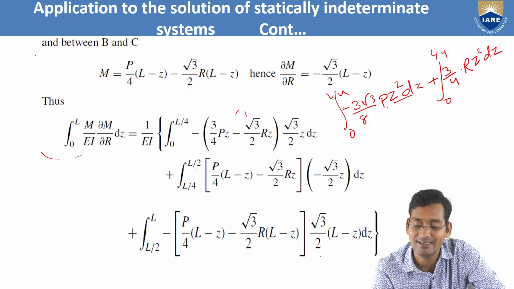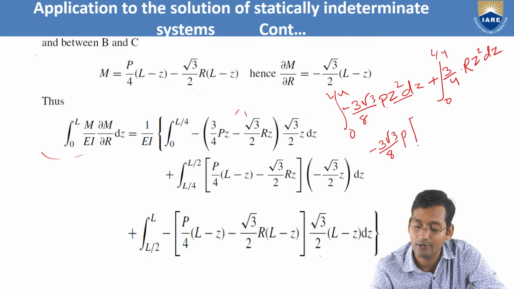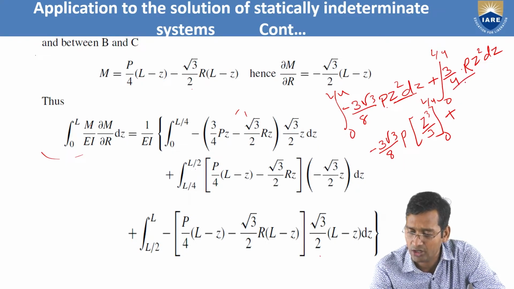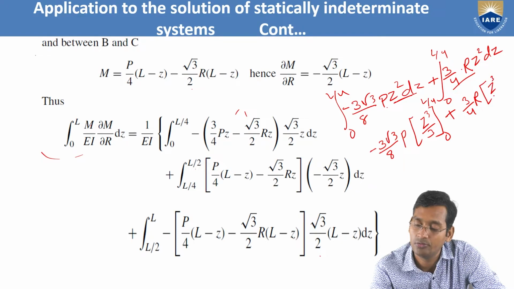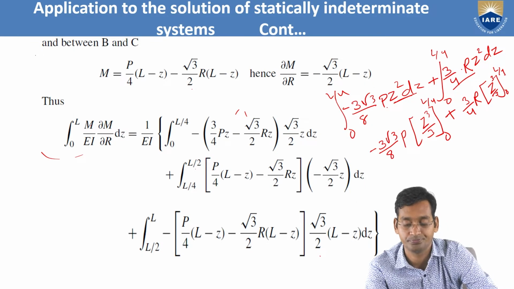Integration of z square dz is z cube by 3. So minus 3 root 3 by 8, p common. Integration of z square dz is z cube by 3, limit 0 to L by 4. Then plus again 3 by 4 r common. Now integration of z square is z cube by 3, from 0 to L by 4.